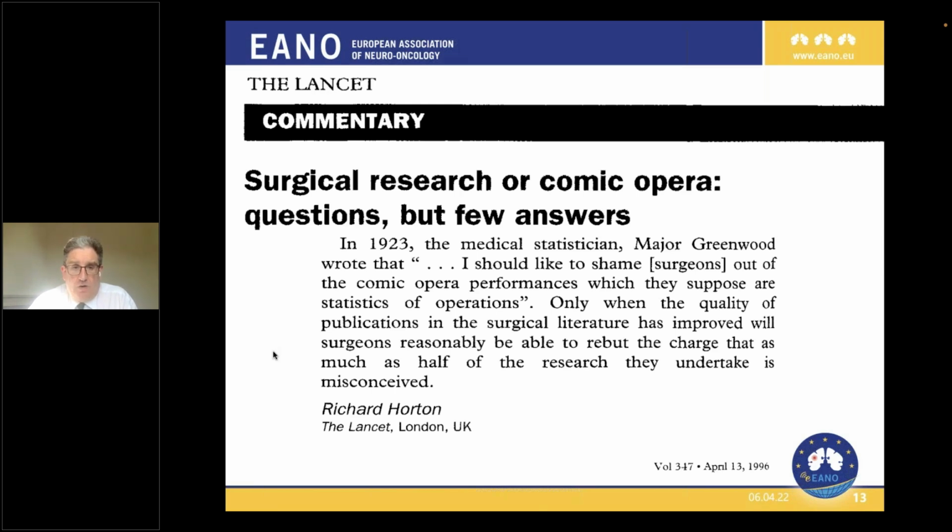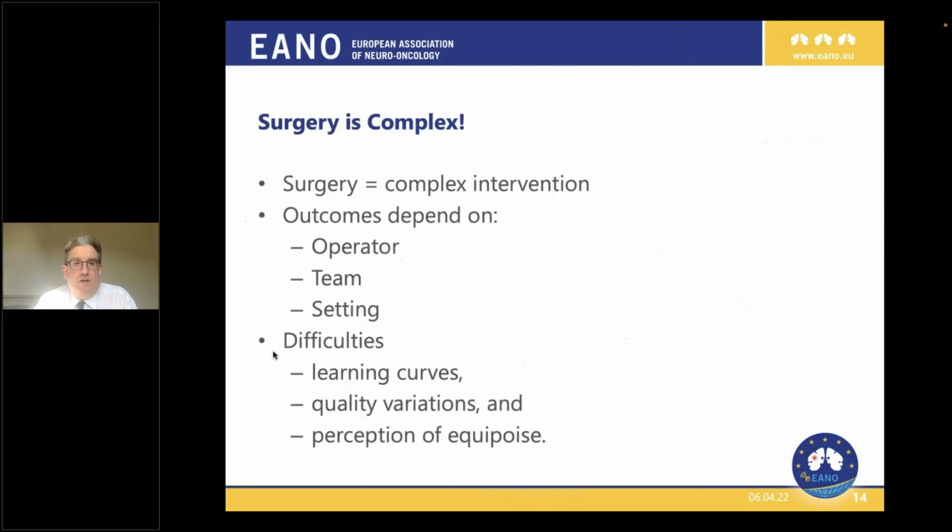And this is a quote from a medical statistician going back to the 1920s, who said they would like to shame surgeons out of the comic opera performances which they suppose are statistics of operations. And they said that only when the quality of publications in the surgical literature is improved will surgeons be able to rebut the charge that as much as half of the research they undertake is misconceived. So this really caused a lot of concern.